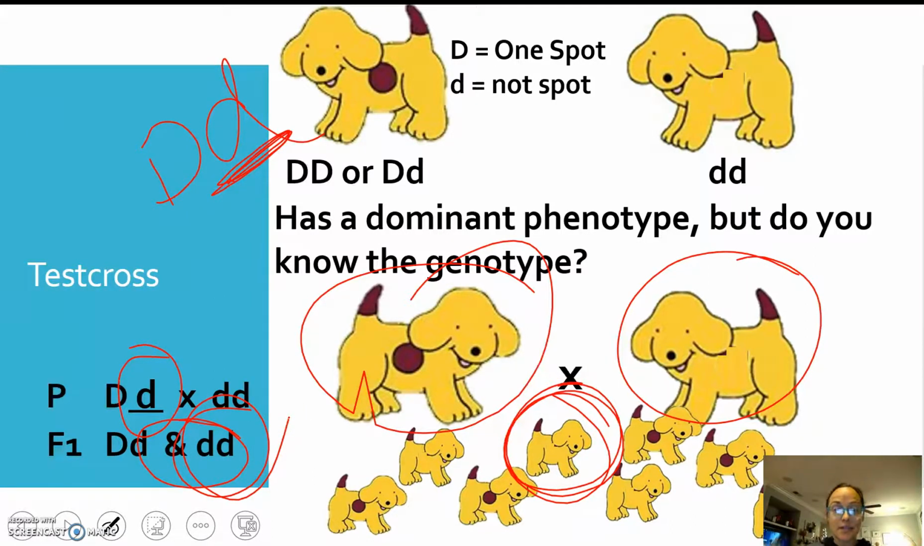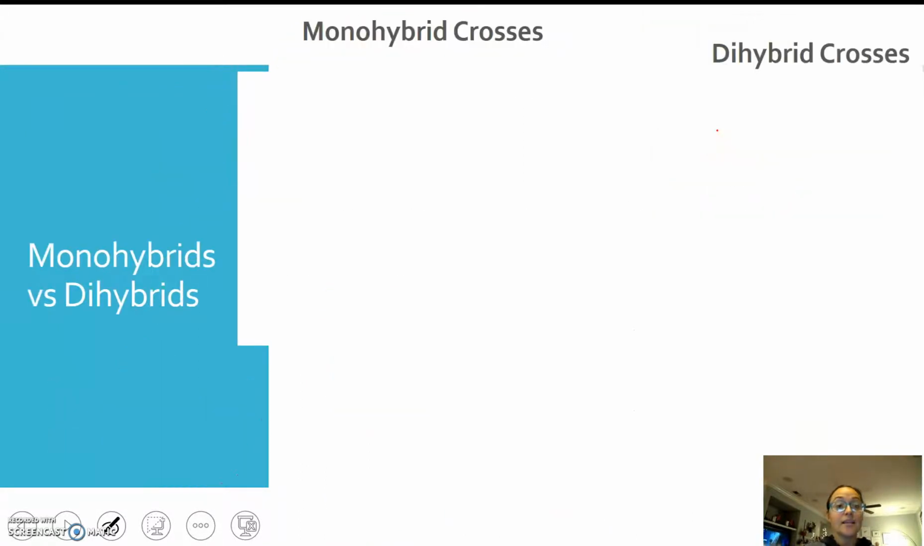So a test cross is basically used to figure out an unknown genotype. Anytime you're reading a word problem and it says test crossed, it means it's crossing it with something that is homozygous recessive. Now, you also see the words monohybrid crosses and dihybrid crosses.